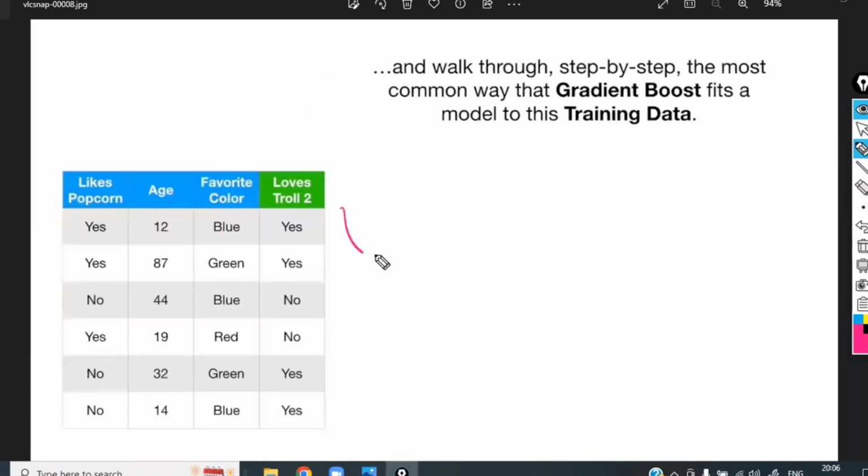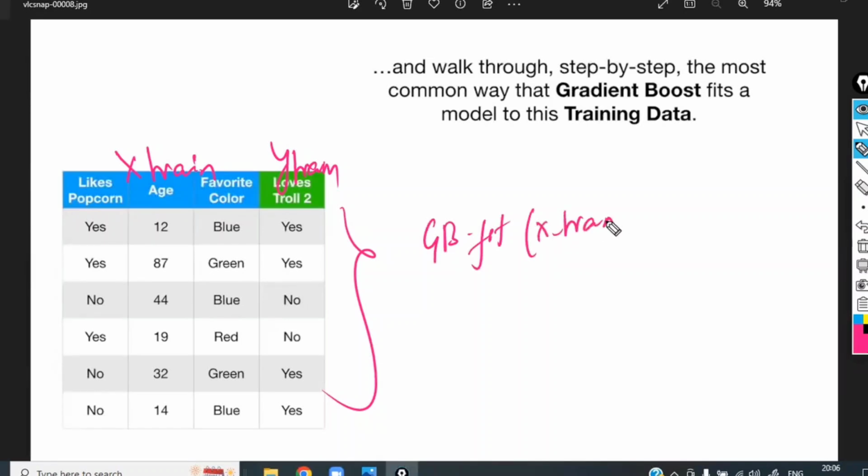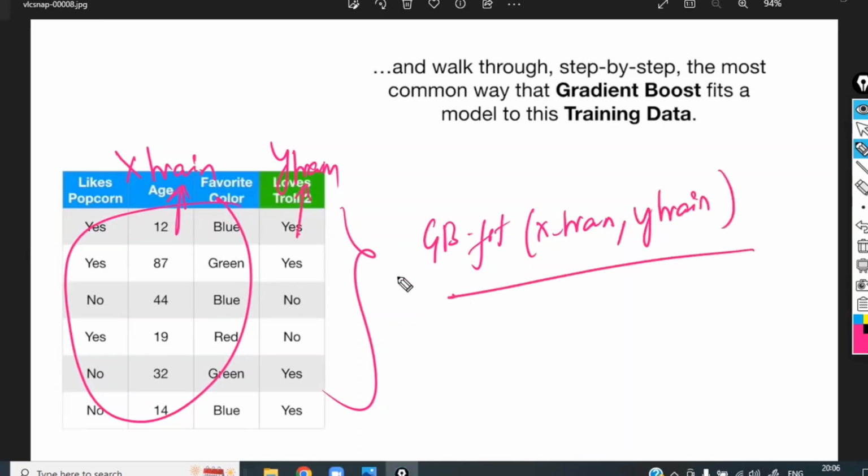When these 6 records are given, these 6 records are X train, and these 6 labels are Y train. When I call gradient boost dot fit on X train, Y train, what happens in the back end for these 6 records? Is that clear? You are going to fit on the X train, Y train. When you execute this line of code, what happens for this particular data?